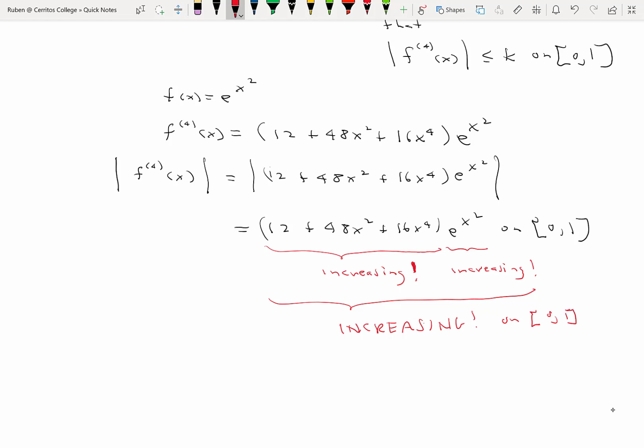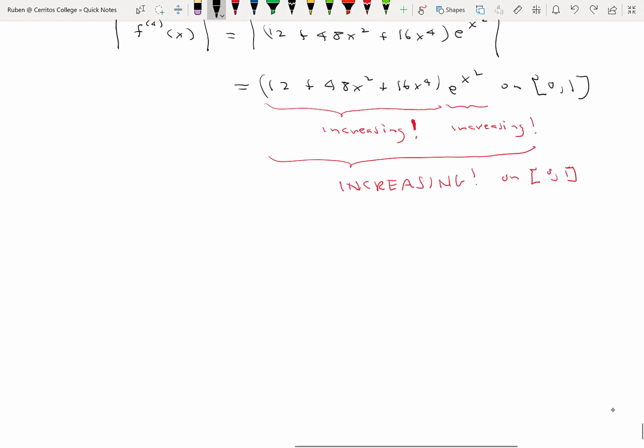So if we want a value of k, now we have an increasing function. Let me see if I can put a quick graph to illustrate that. On the interval from 0 to 1, we have an increasing function. So the maximum value has to occur at 1, at the right-hand endpoint.